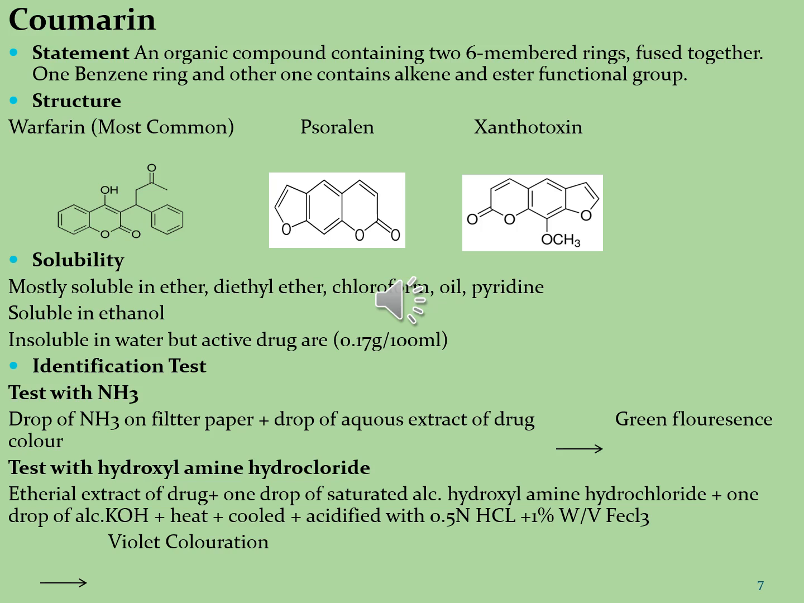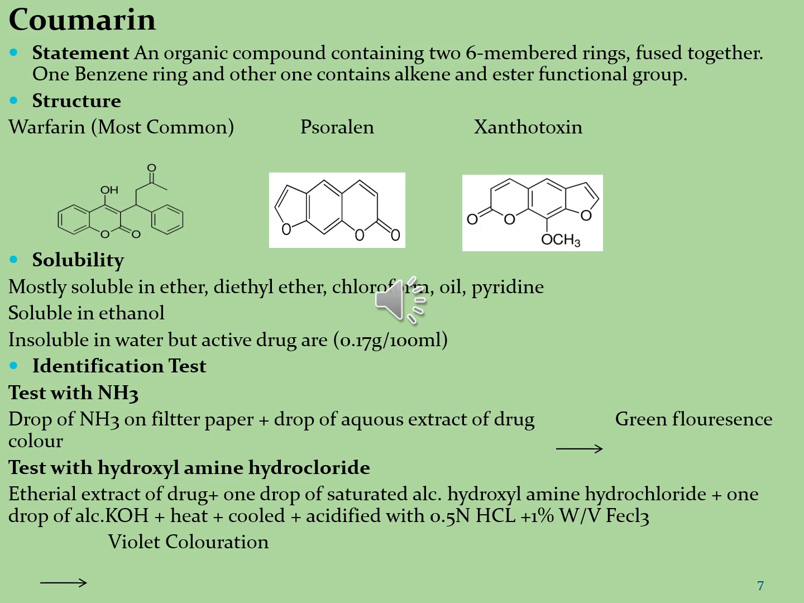The first test is the test with ammonia. In this test, 2 to 3 drops of ammonia are taken on filter paper and a few drops of aqueous extract of the drug are added. It changes into a green fluorescence color, which indicates the presence of coumarin molecules.